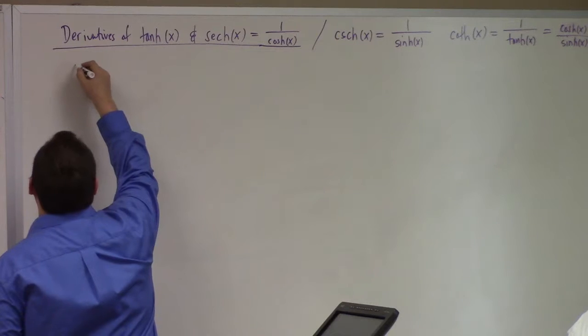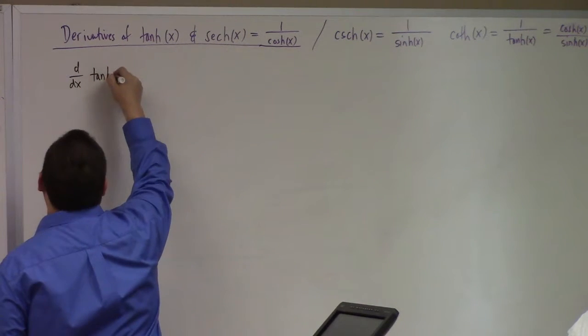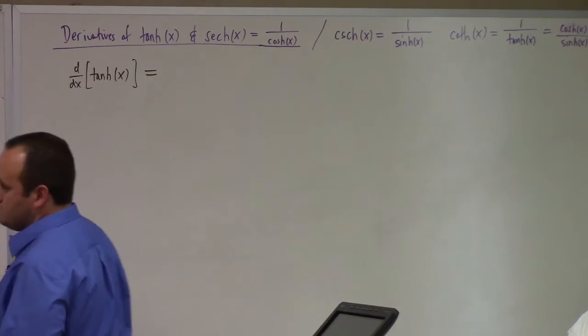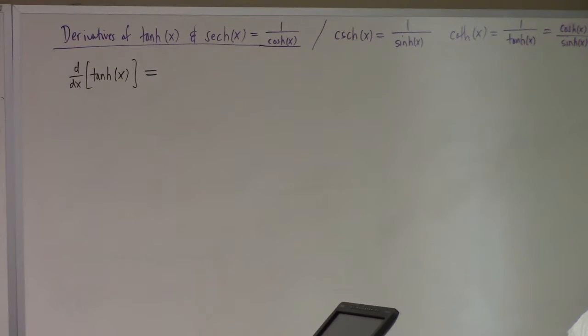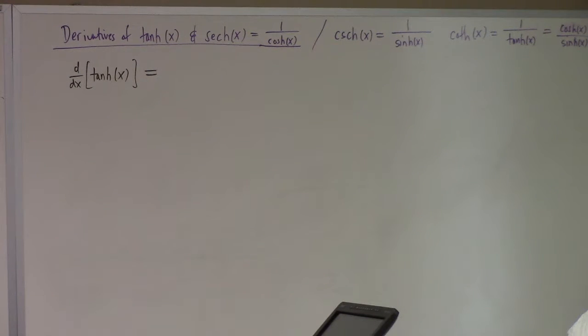All right, so let's work it out. d/dx of hyperbolic tangent of x is what? How can I derive this?